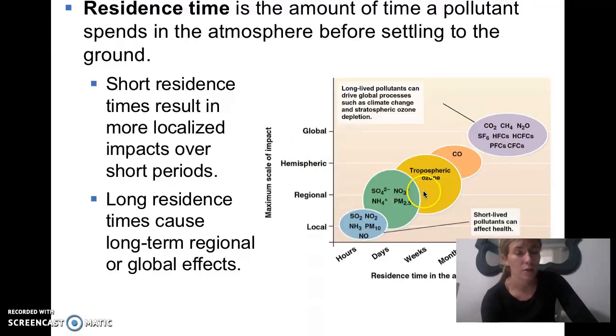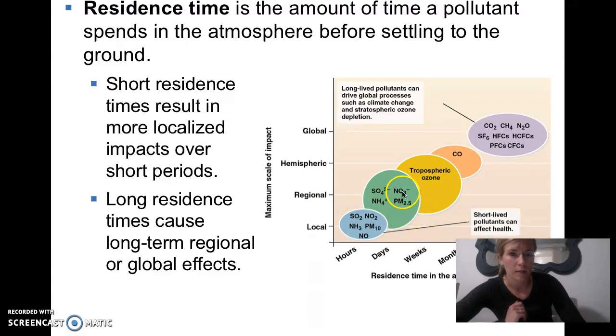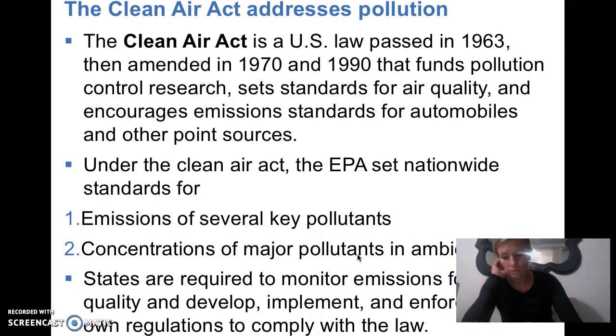Then we have tropospheric ozone, which remember is ozone that's in the troposphere, our layer of the atmosphere, instead of the next one up, the stratosphere, where it belongs. Then there are things like sulfates, nitrates, ammonia, and particulate matter, the PM 2.5. And then the local ones are things like nitrates, ammonium, and other particulate matter, which will settle much more quickly.